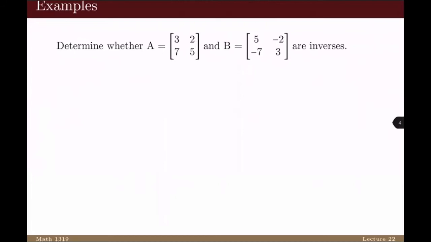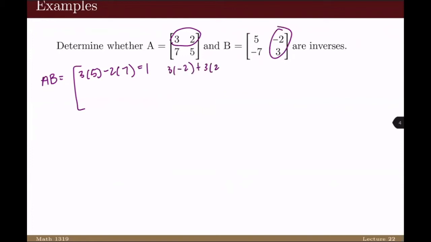So now we want to determine whether A and B are inverses. So first what we'll do is A times B. So A times B is going to equal, well, row 1, column 1. So we'll have 3 times 5 minus 2 times 7, which is 1, because that's going to be 15 minus 14, right? And then we'll do row 1, column 2. So we get 3 times negative 2 plus 3 times 2, which is going to be negative 6 plus 6, so 0.